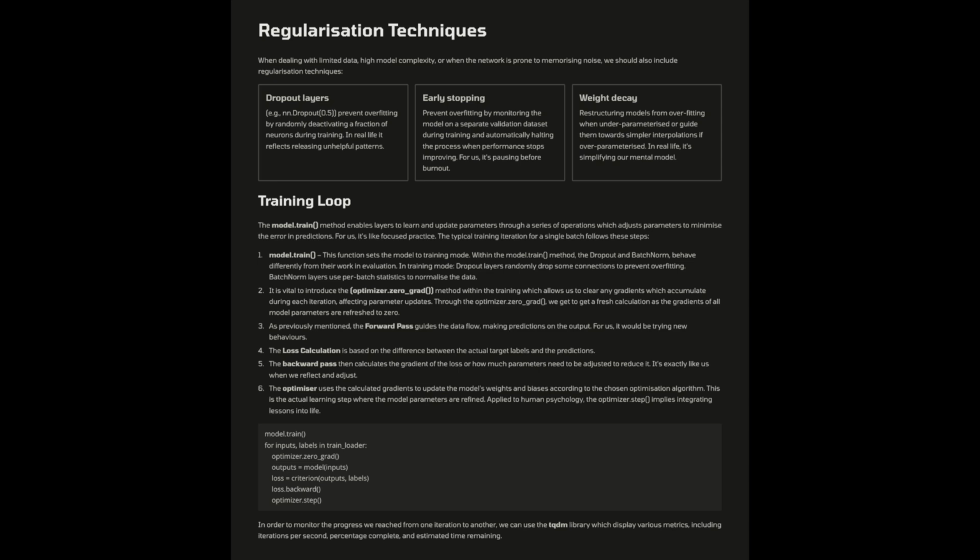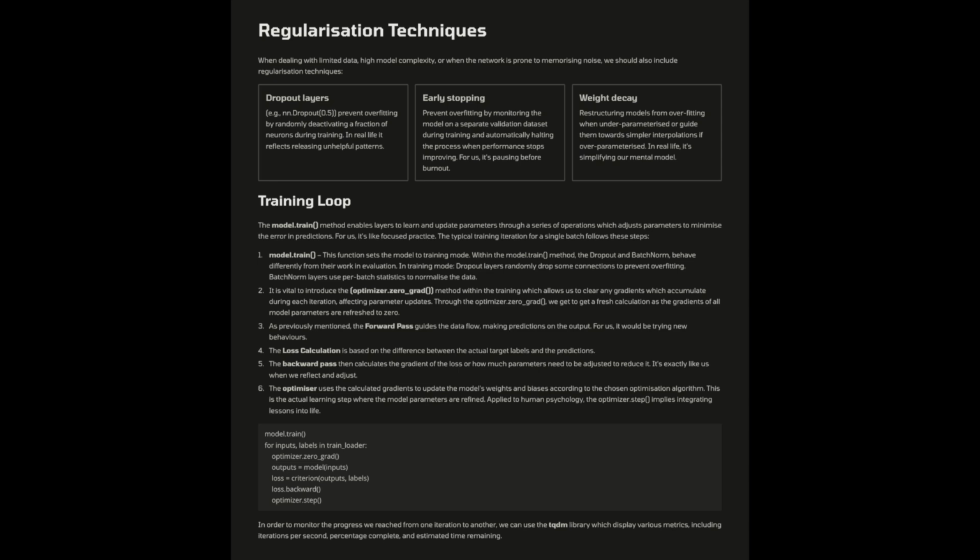Weight decay protects models from overfitting when underparameterized, or guides them towards simpler interpolations if overparameterized. In real life, it's simplifying our mental model. Training loop. The model.train method enables layers to learn and update parameters through a series of operations, which adjusts parameters to minimize the error in predictions. For us, it's like focused practice.